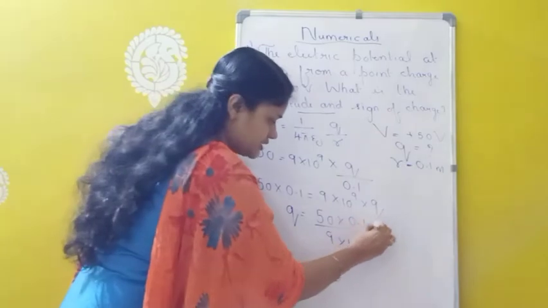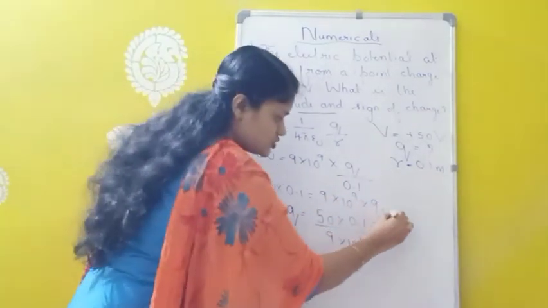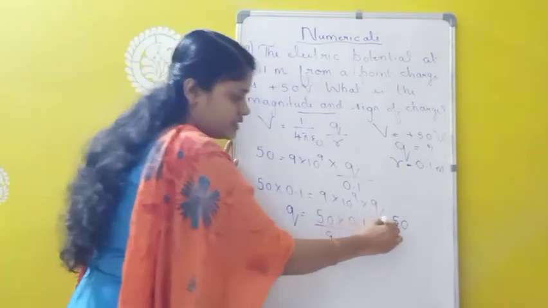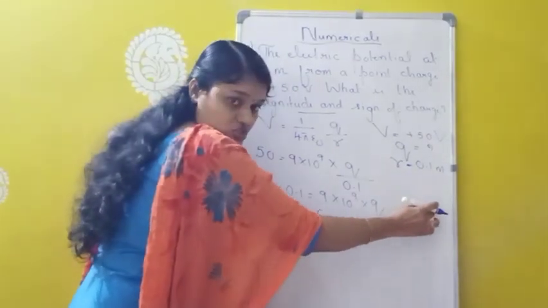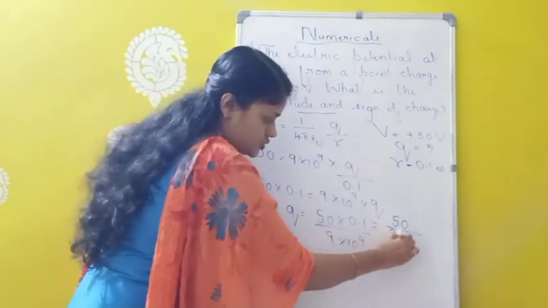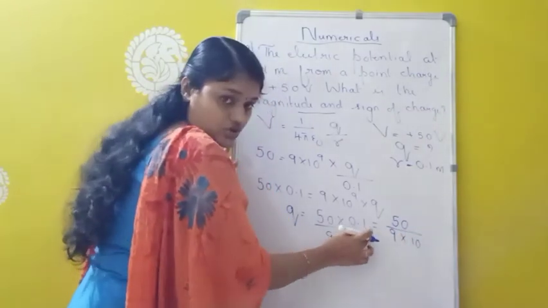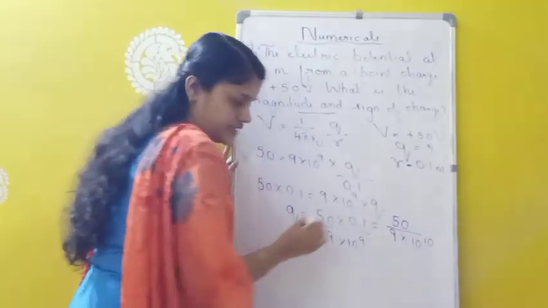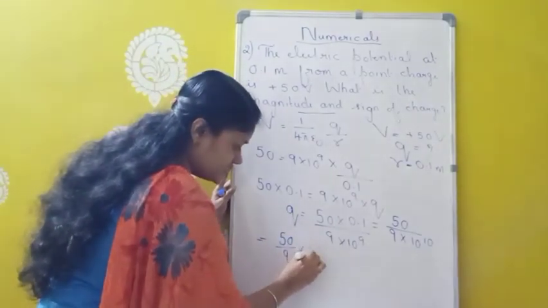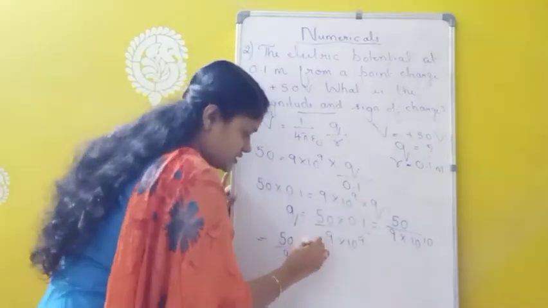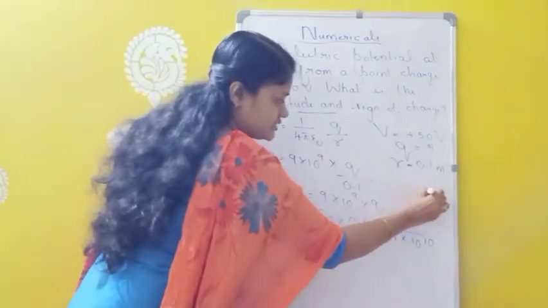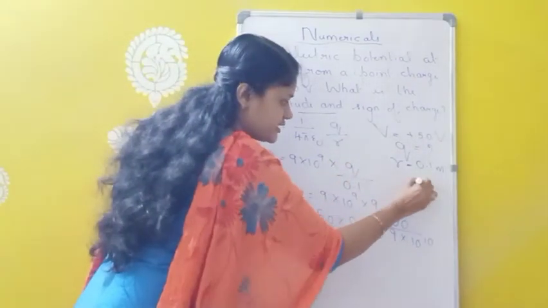Okay, that is equivalent to, now we can remove the decimal here. So 50 into, here 0.1 means 1 into 10 raised to minus 1. So we are multiplying by 10 raised to minus 1, or we can divide by 10. So I am dividing by 10 here. So 9 into 10 raised to 9, and one more 10 is coming, so it becomes 10 raised to 10. That is equivalent to 50 by 9 into 10 raised to 10. Taking it to the numerator, it becomes 10 raised to minus 10. Now we can divide this 50 and 9. Otherwise you can write like this also, no problem. So 50 by 9.